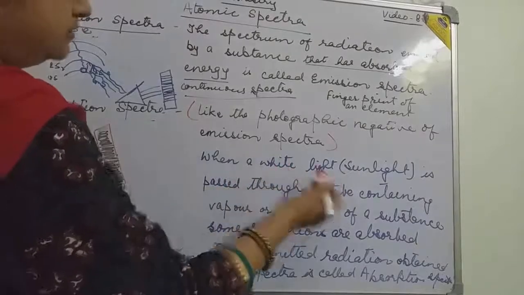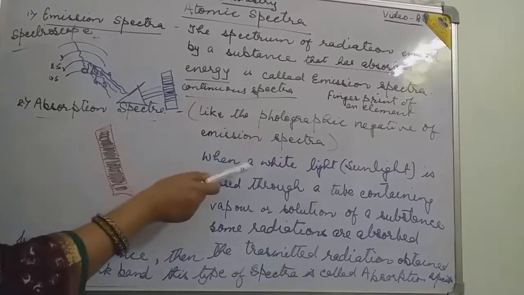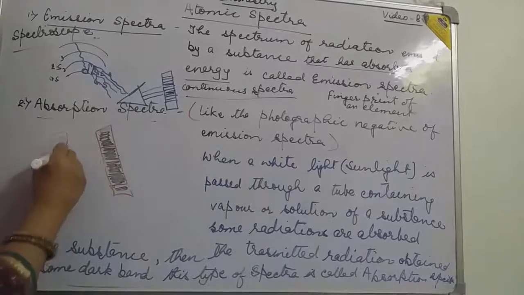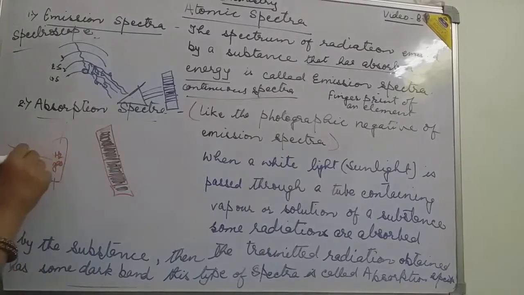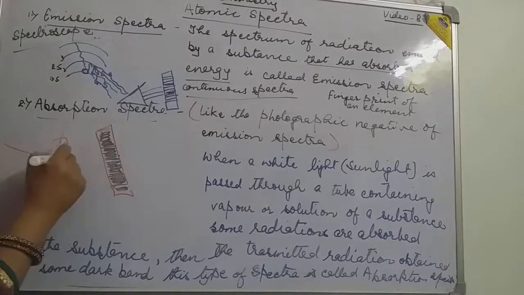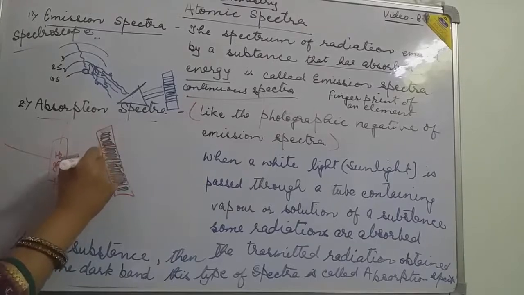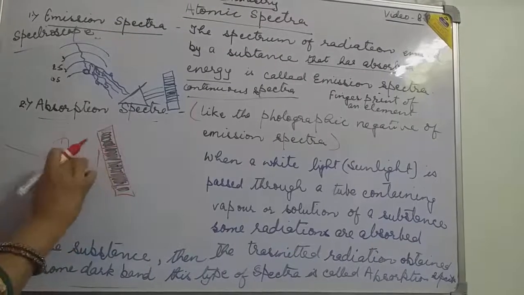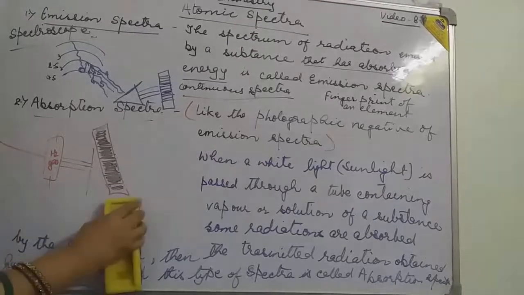To get this type of spectra, white light is passed through a tube. If it is hydrogen gas, then white light is passed through the tube, and the gas radiates some energy. This radiated energy is passed through a slit present in it.